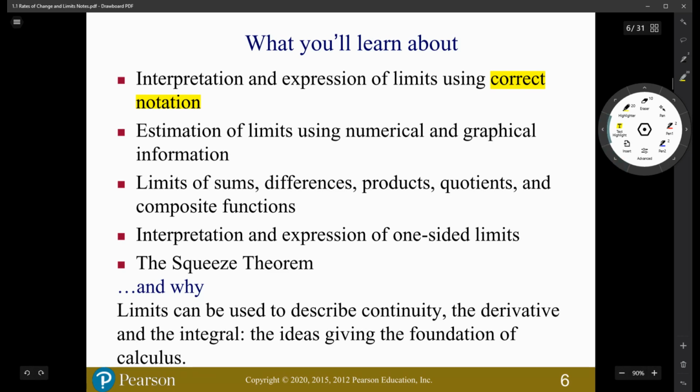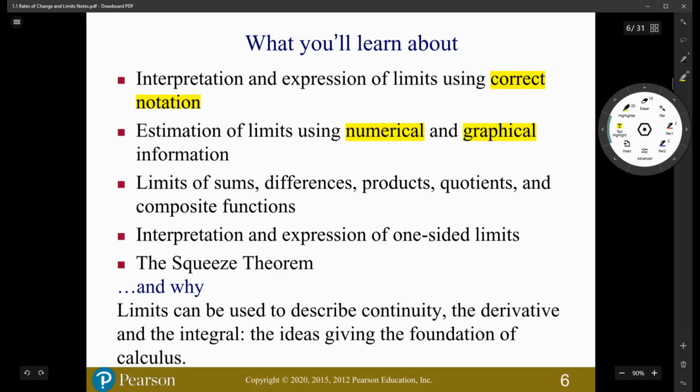Estimation of limits using numerical and graphical information. We're going to talk a lot about how limits can be interpreted in many different ways, one of them numerically, one of them graphically, and then the third one analytically, which means using algebra and properties, and we'll probably spend a lot of time there.